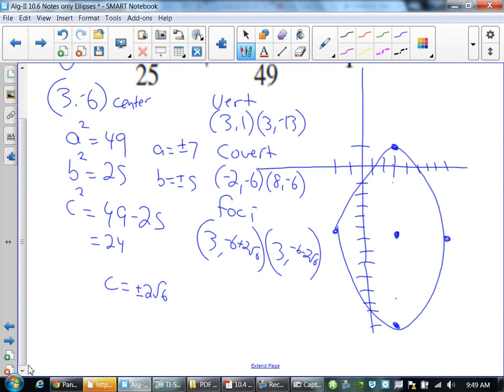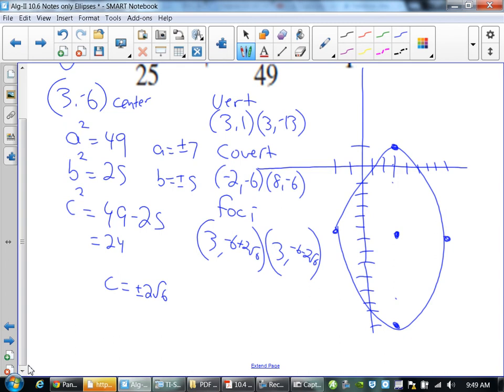Okay? Really, that's about all you can do with that. Where'd you get the 6 from? That's where it starts. Remember, we got the value of c. The value of c came from that 24. The square root of 24 was 2 root 6. The distance from the center to the focus, if my center is at 3, negative 6, my focus has to go vertically. So I'm adding and subtracting from the y value. So I'm adding 2 root 6 to the negative 6, and I'm subtracting 2 root 6 from the negative 6.